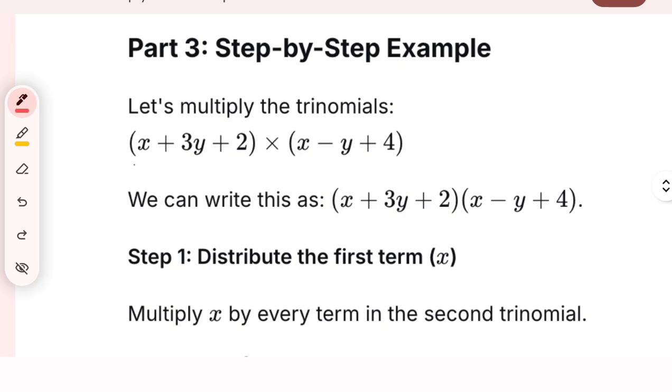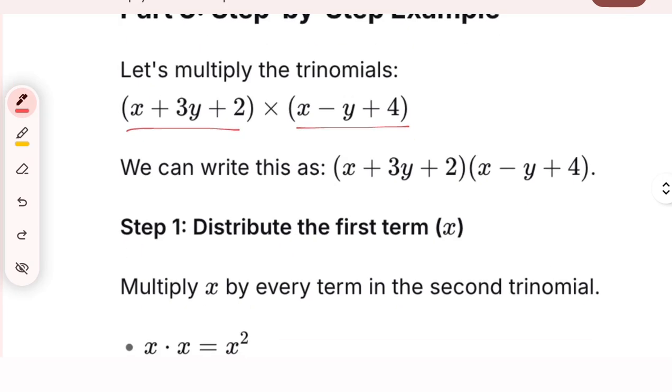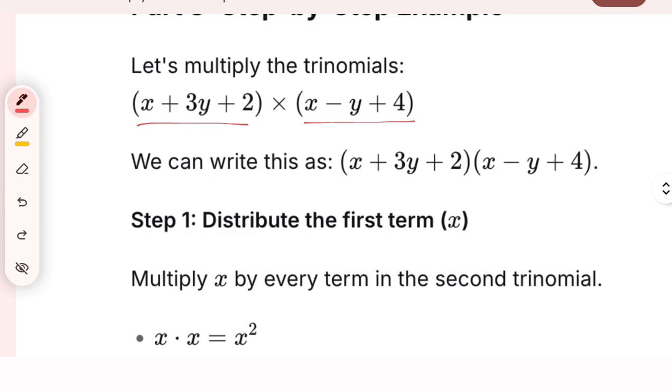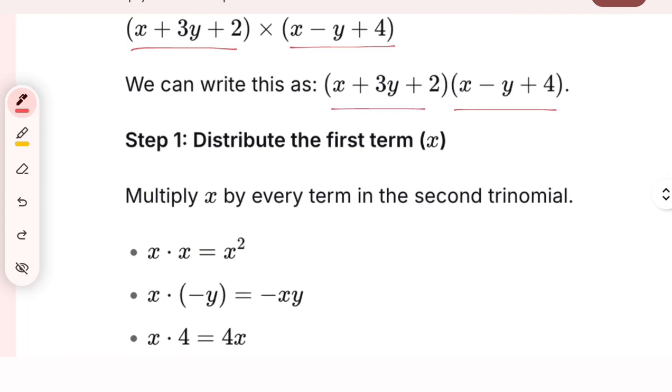So for example, we have here one trinomial multiplied to another trinomial. So what we will do is multiply x plus 3y plus 2 multiplied to x minus 4y plus 4. And what did I just say? You multiply it first, distribute the x first. So this one distributed to the other trinomial.